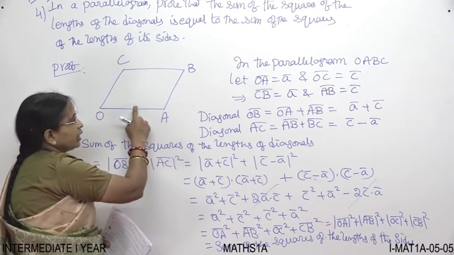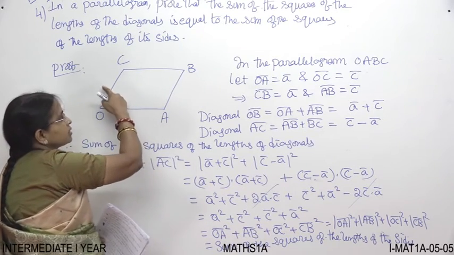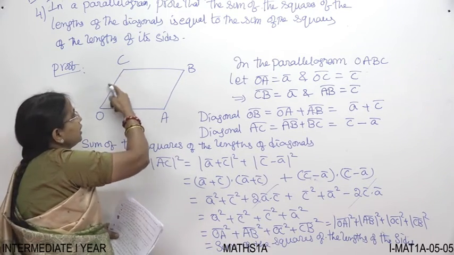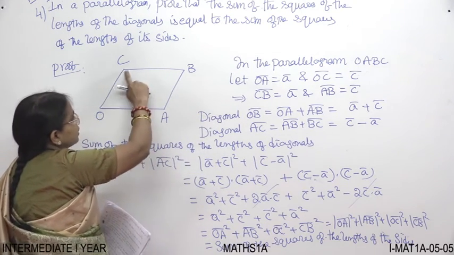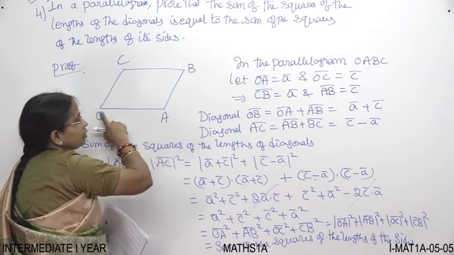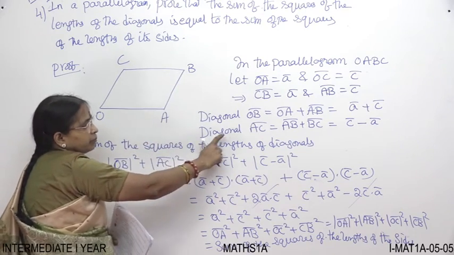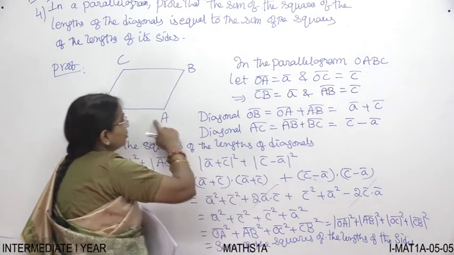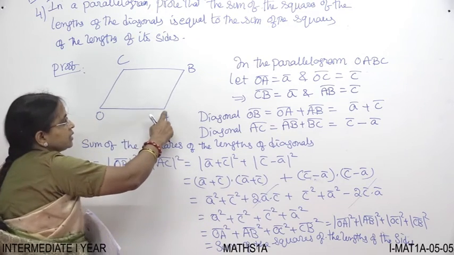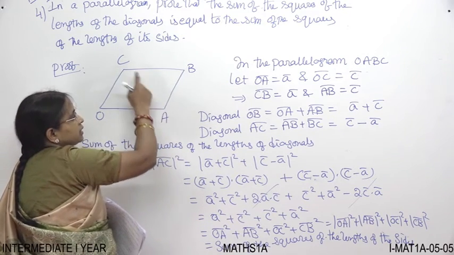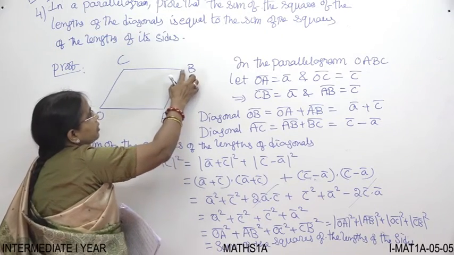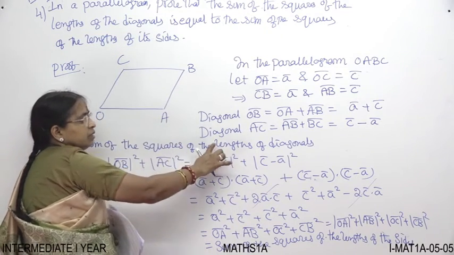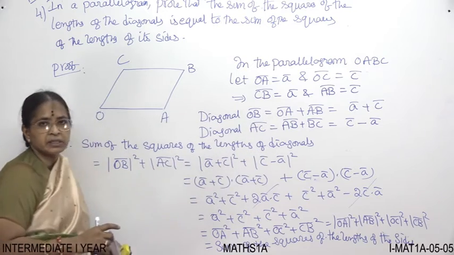So we'll take OA as A and this OC as C. So OC is equal to C. Then OB is equal to OA plus AB, which is A plus C. Similarly, the diagonal AC is AB plus BC, or you can take it the other way also. Anyway, AB plus BC is AC. So according to that, it is C minus A.